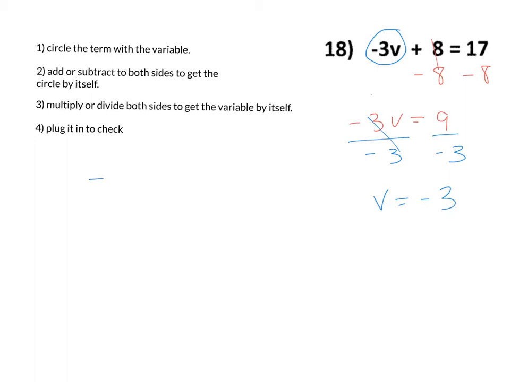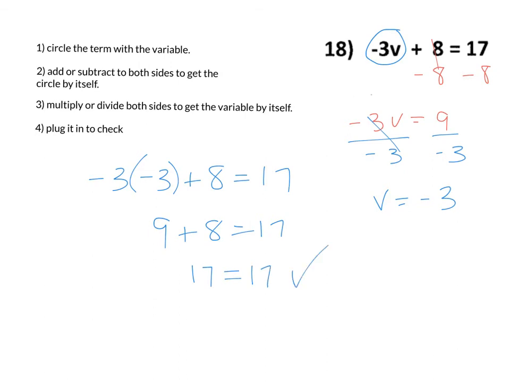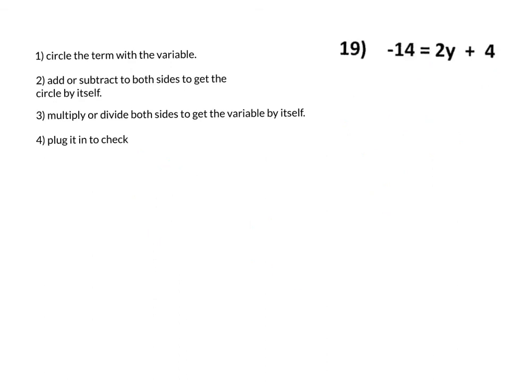Let's check it. Negative 3 times negative 3 plus 8 has to equal 17. Negative 3 times negative 3 is positive 9. 9 plus 8 is 17. I get 17 is equal to 17. That is my check. Number 19, step 1, circle the term with the variable.